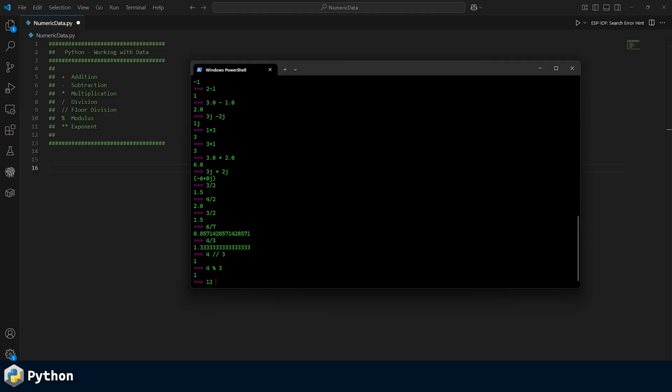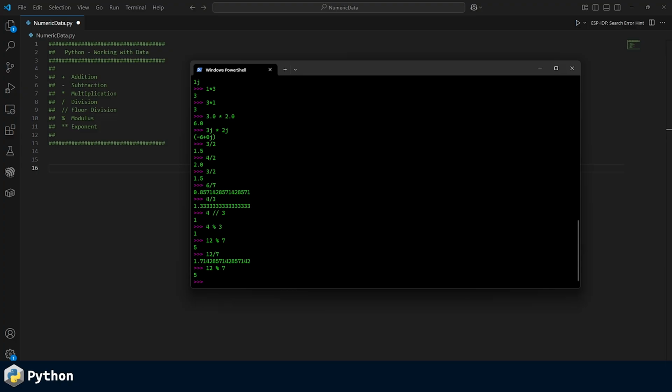Let's do 12 modulus 7, right? So if you do 12 divided by 7, you end up with 1, 7 goes in once, and then 0.714285, this big long decimal. But if you just want the actual integer that is remaining, you can do 12 modulo 7, which will give you the remainder, which is 5.